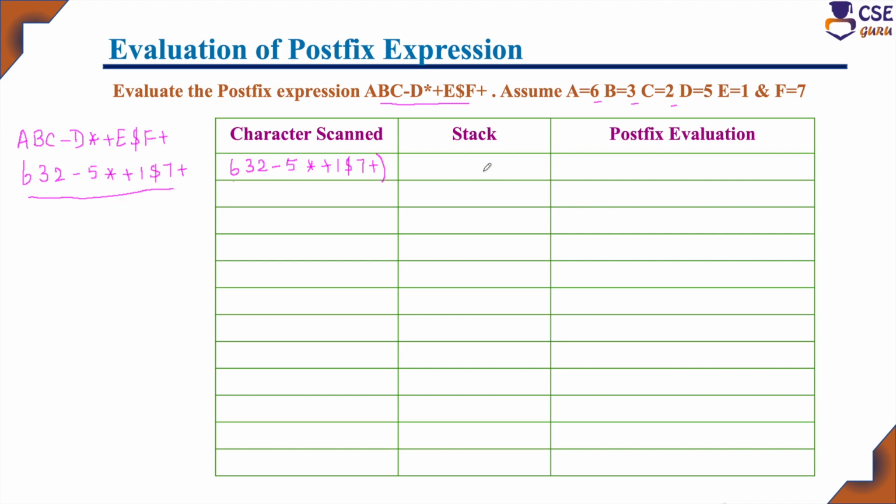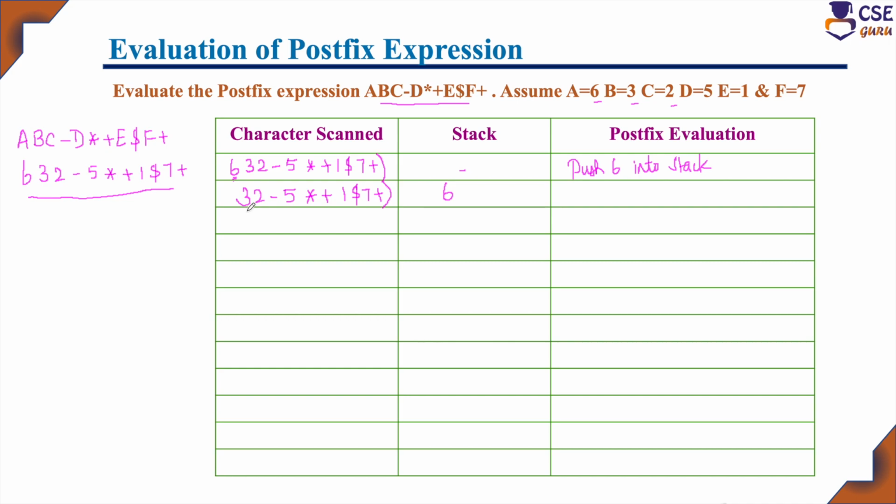Now, initially the stack is empty and the first input character is 6. 6 is an operand, so push 6 into the stack. The operand you have to push into the stack. So here the stack content is 6. Next, the remaining input characters are 3, 2, minus, 5, star, plus, 1, dollar, 7, plus and closed parenthesis.